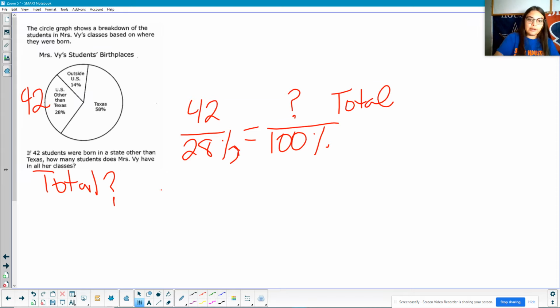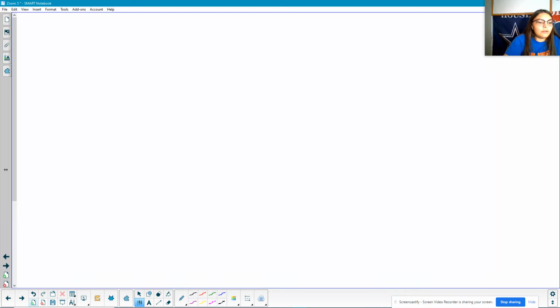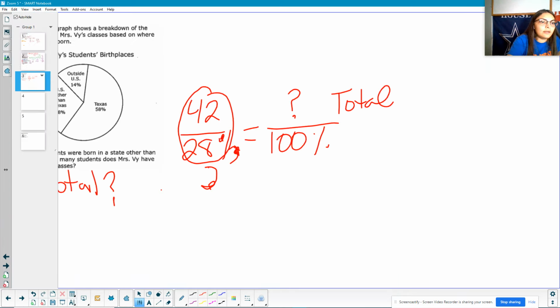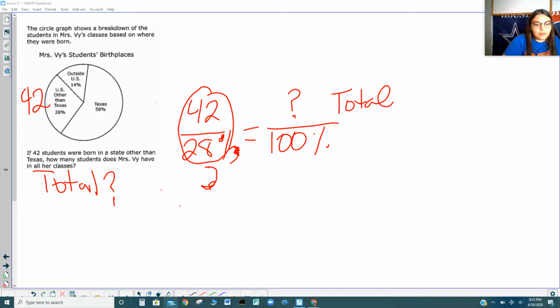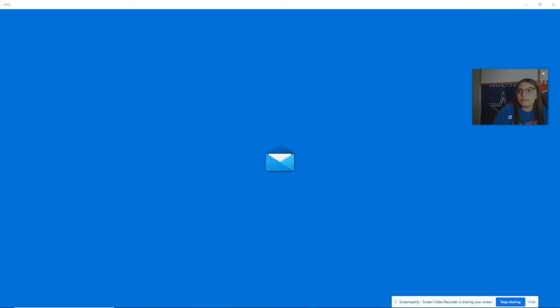It's like glitching out. Let me use the other side. See if that works. Okay, making my life easier, I'm going to simplify this fraction by dividing by 7. That'll be 6. Oh no, what just happened? There it is. And I did not want to open up my email.